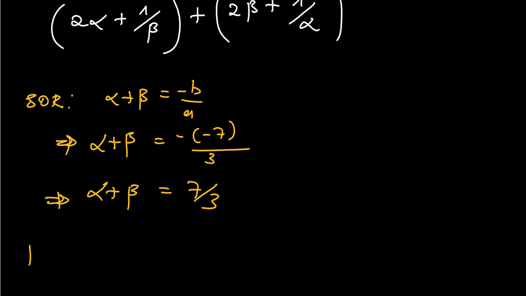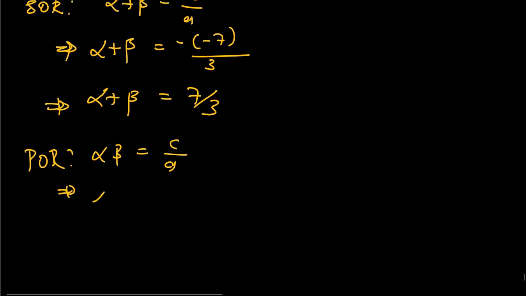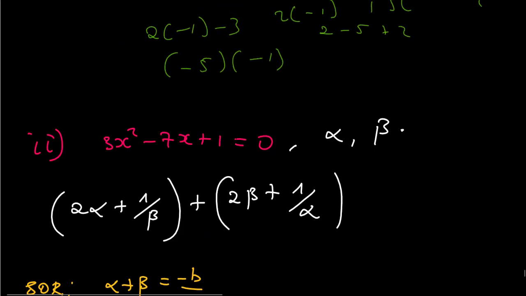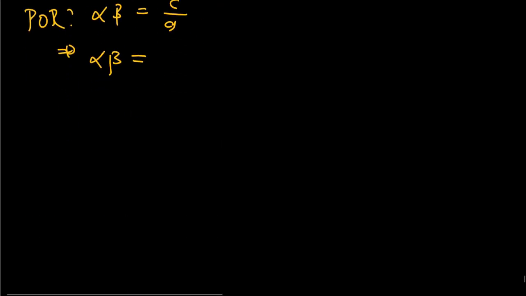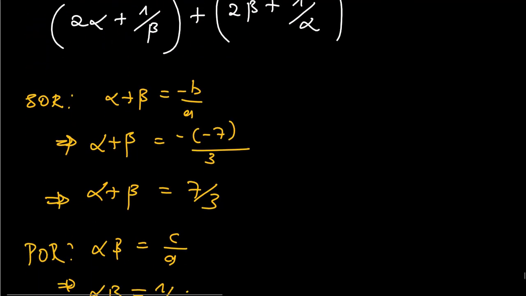So from there we can also get the product of the roots. The product of the roots is given by alpha beta, which is c divided by a. So this means that our alpha beta will be equal to 1/3. And now we have to get the value of the expression. So let us simplify the expression on this side of the board.